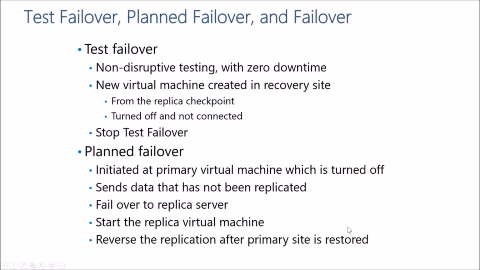So what we can do in our labs is test failover. When we do a test failover, it's non-disruptive testing with zero downtime, meaning we don't actually turn off the primary virtual machine at the primary site. The test failover basically creates a new virtual machine at the replica site from the checkpoint, but it's turned off and not connected. Then we can stop the test failover. So that's just making sure all the infrastructure is there and works.